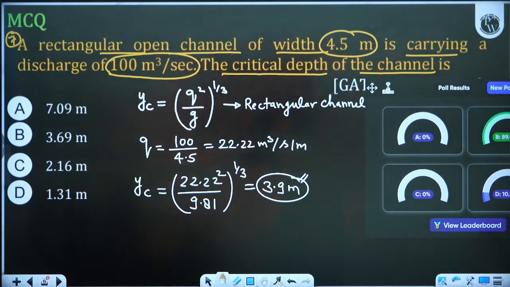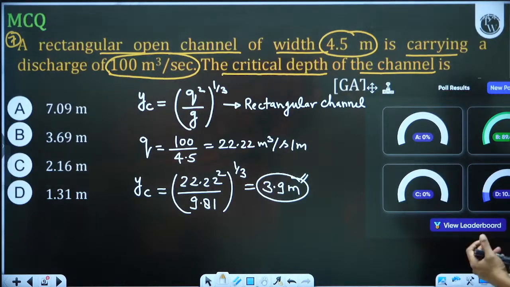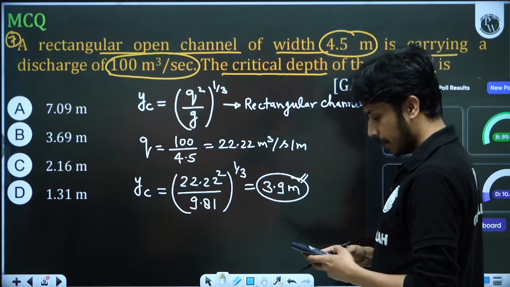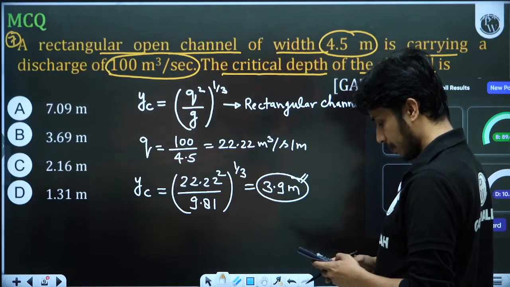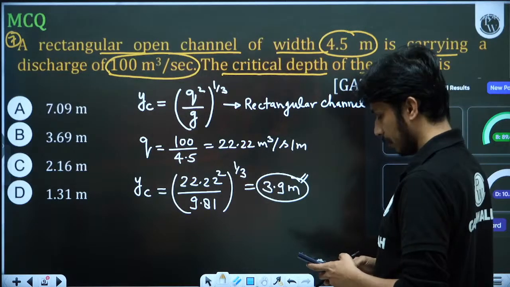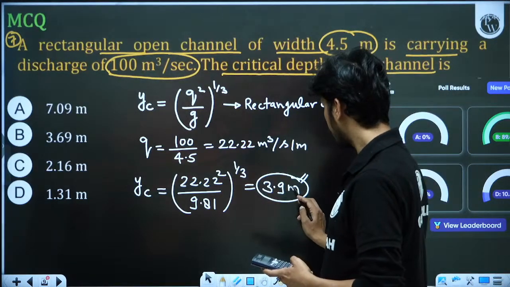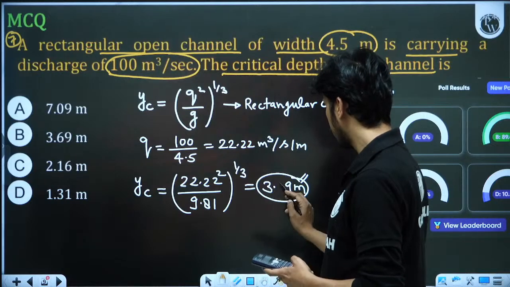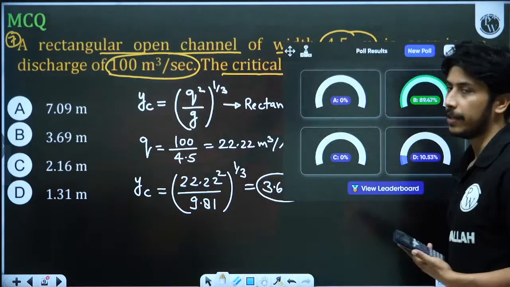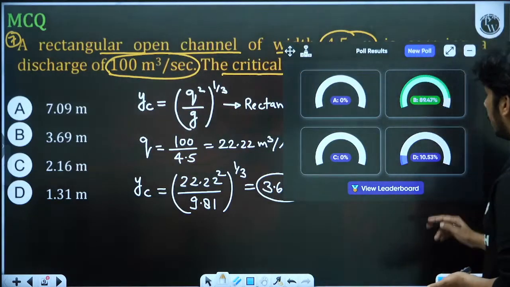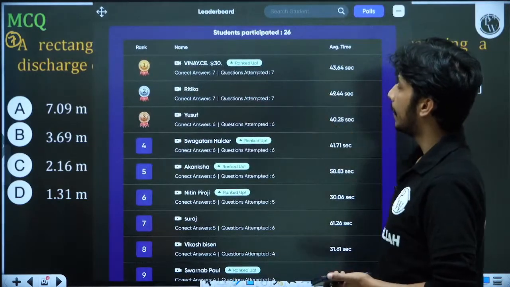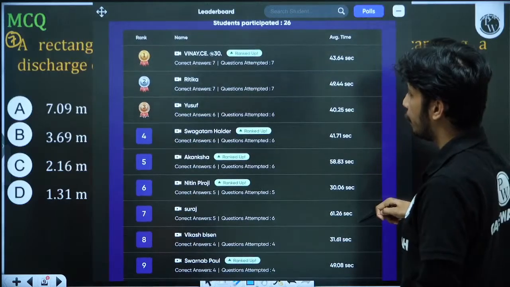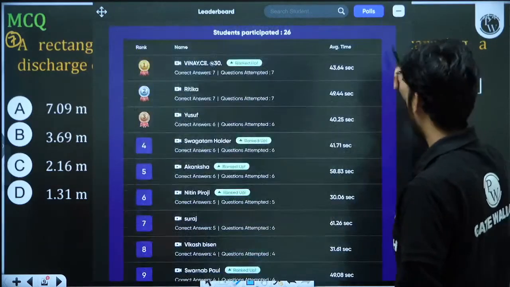Let me check once again. I think I'm right. I will not be wrong because I have calculated this before. Yes, 3.69. B part is the correct answer. Okay, so let's see the leaderboard. Vinay, Ritika, Yusuf, Swagatam and Akansha are the top 5, and overall 26 students have given the answer till now.